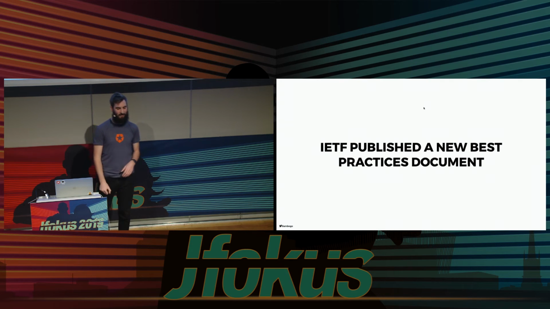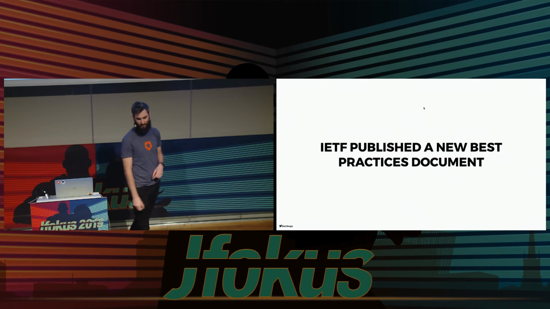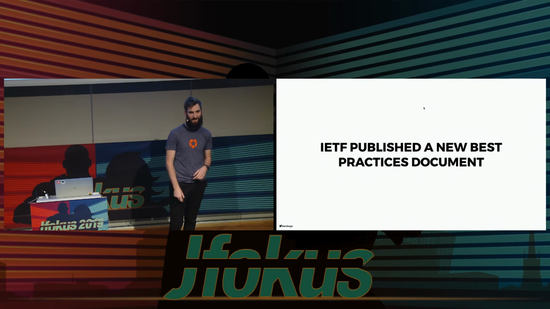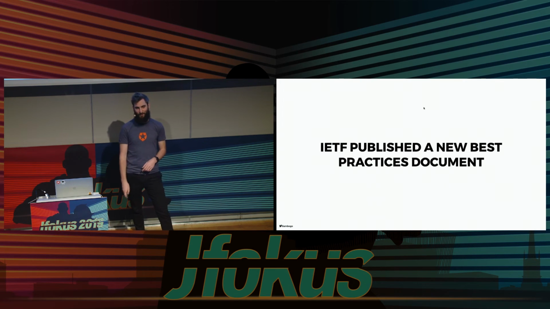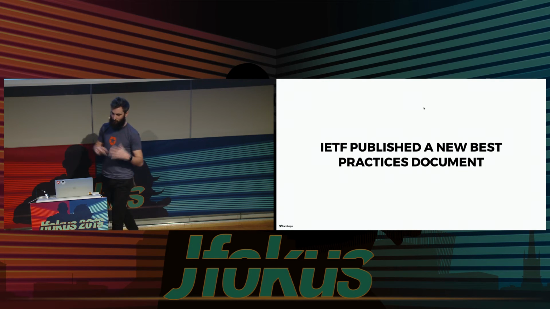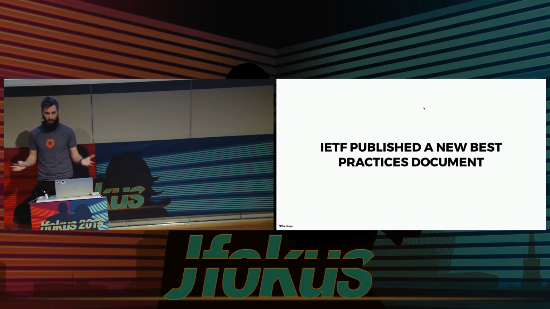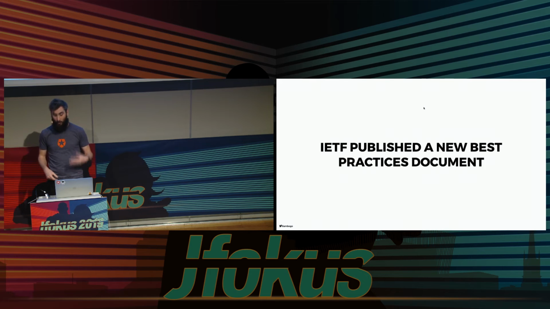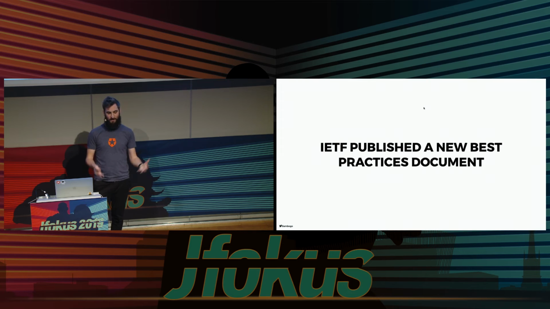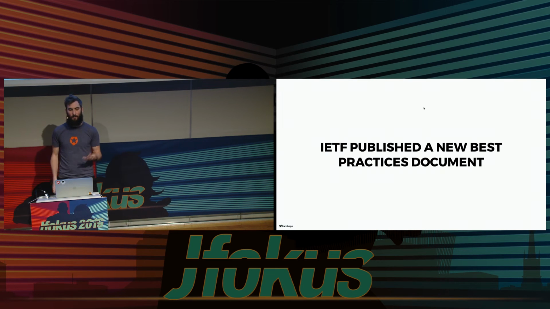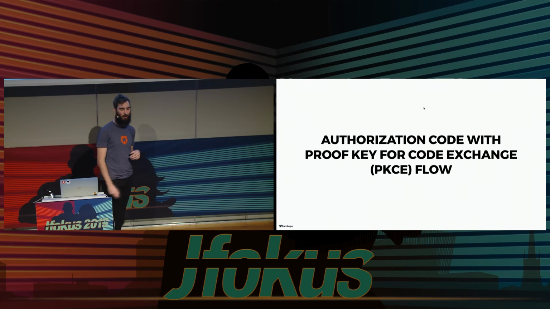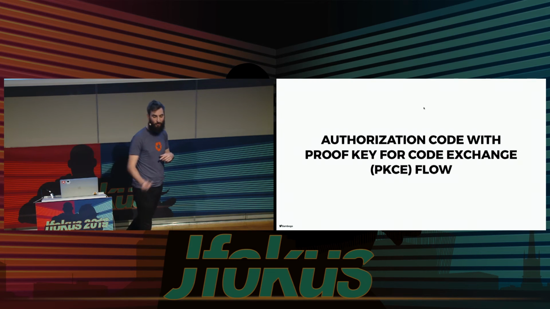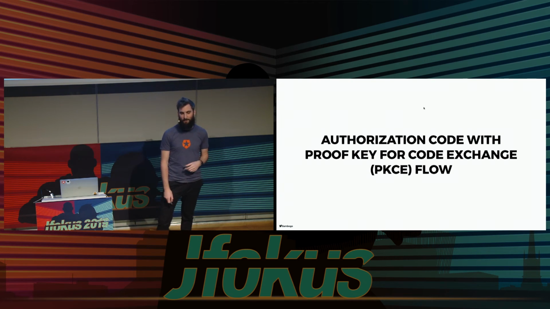But recently, the IETF, the Internet Engineering Task Force, published a new best practices document stating that you should avoid the implicit flow. So there are a few issues with the implicit flow, like tokens being able to be stolen, and some other things. And this has been known for a long time. So now they finally made a document stating that you should try to avoid this flow, and use the authorization code with proof key for code exchange, PKCE flow.